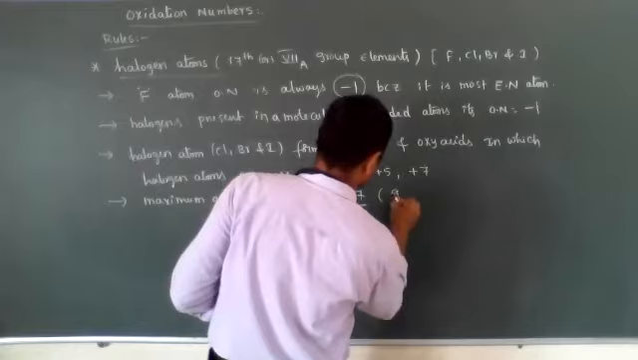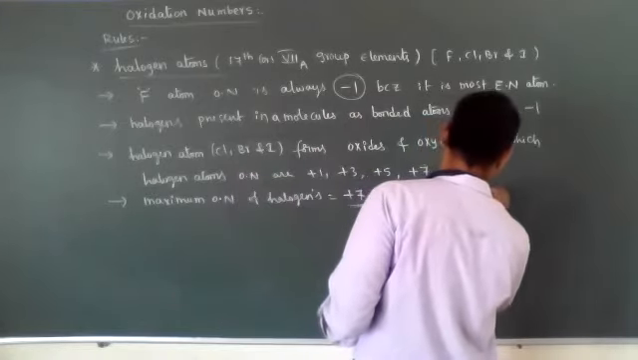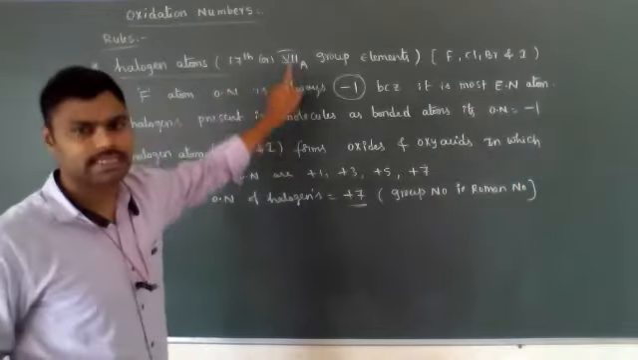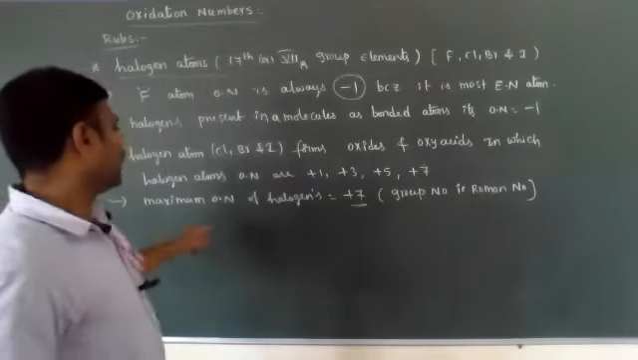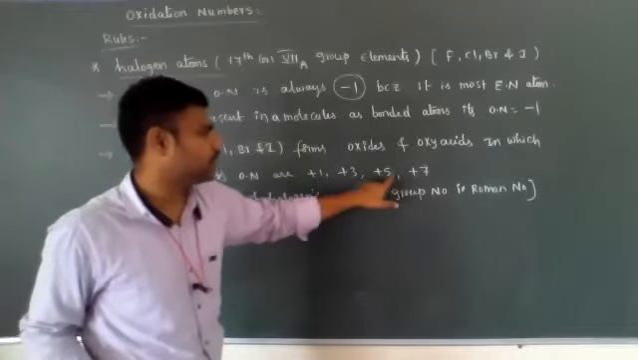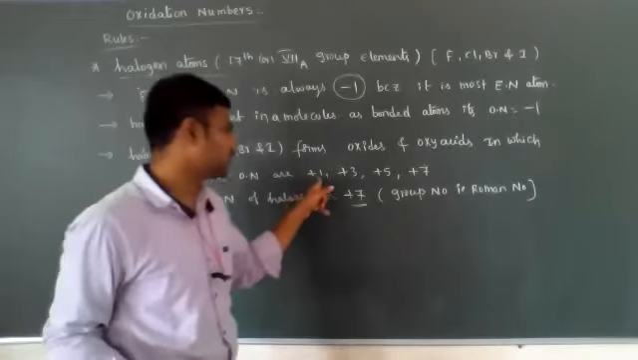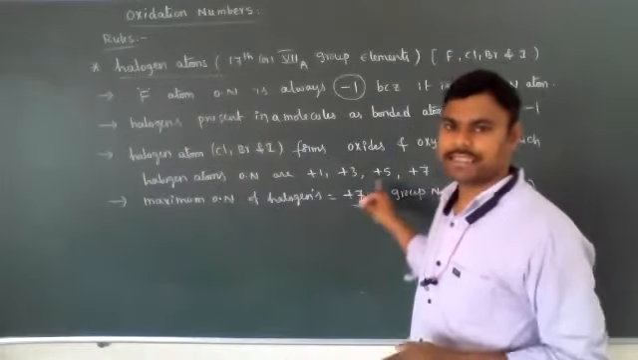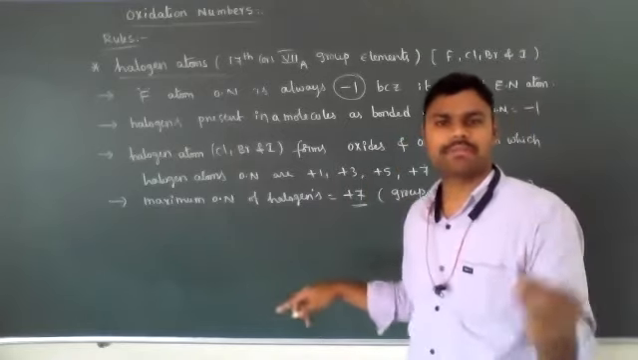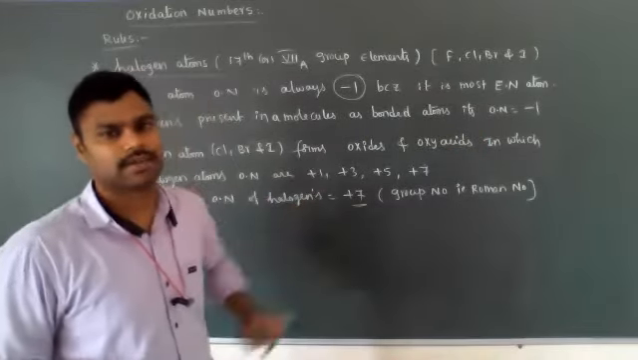This is the group number, that is in Roman numerals. Already here I have written Roman number VII. That's why the maximum oxidation state of the halogen group is +7. They also exhibit +1, +3, +5, +7. Instead of -1, halogen atoms like chlorine, bromine, iodine also exhibit +1, +3, +5 and +7 oxidation states in oxides and oxyacids. These values are no need to remember. While observing the compound's molecular formula, we can calculate the oxidation numbers very easily.